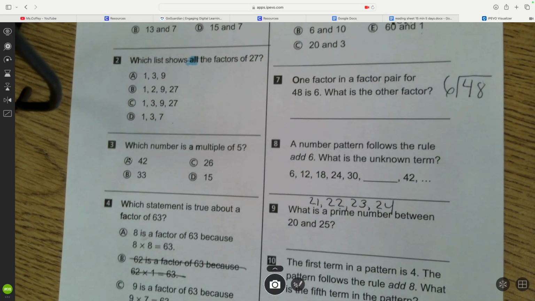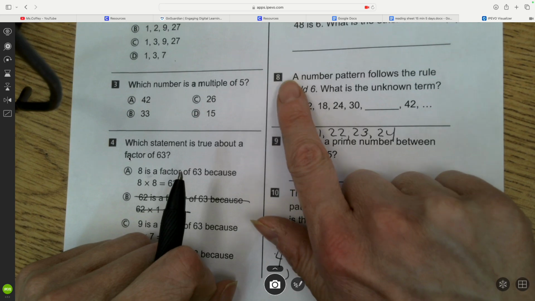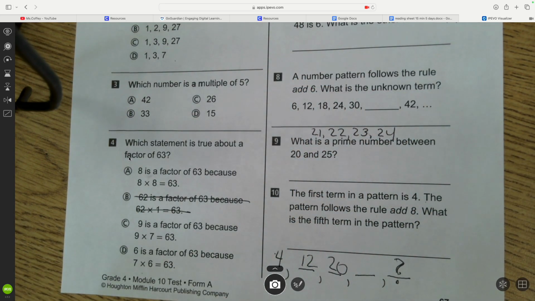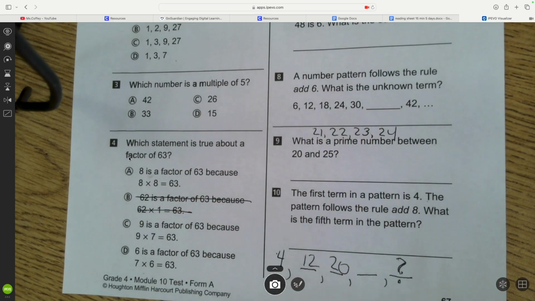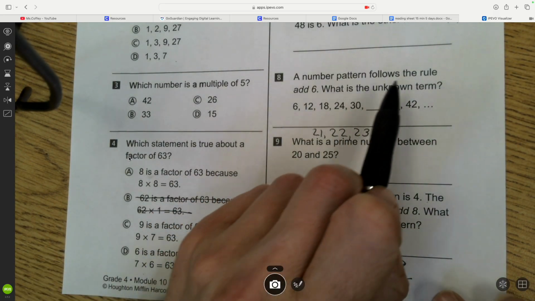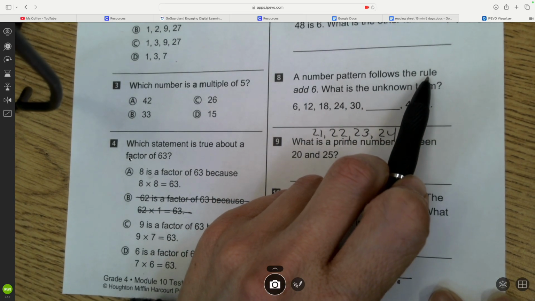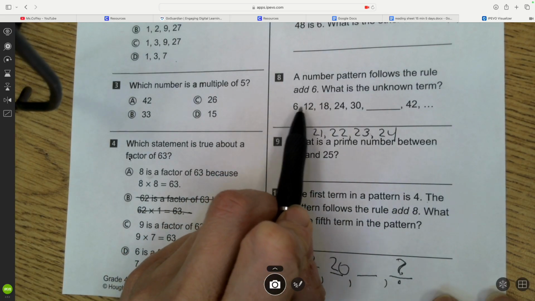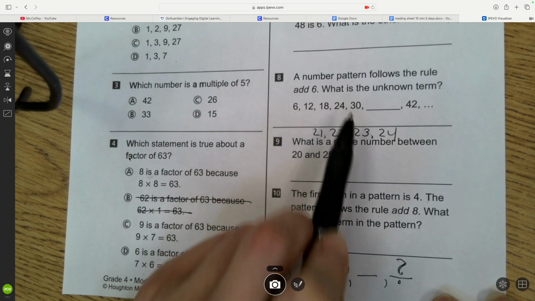All right, number 8. A number pattern follows the rule add 6. What is the unknown term? So listen, these are considered terms. 6 is the first term here, okay? And it's following the rule add 6. That means each time we go to a next number, we're adding 6.